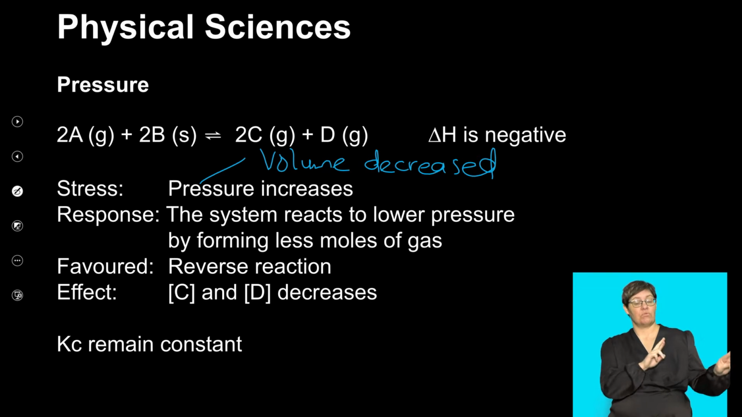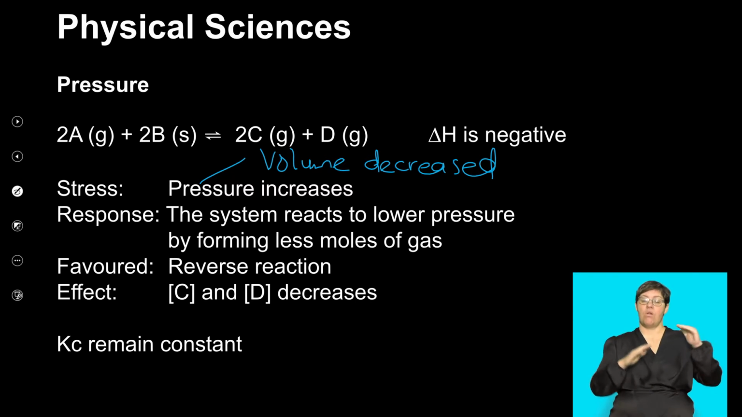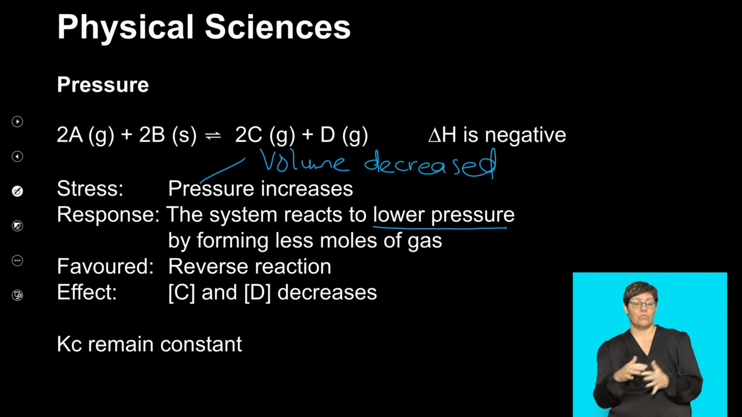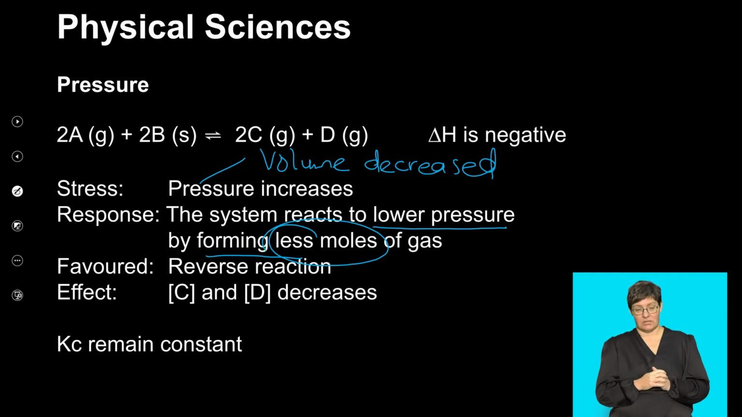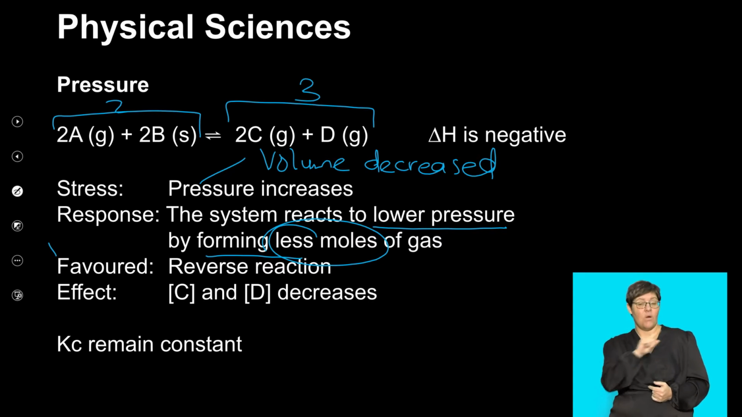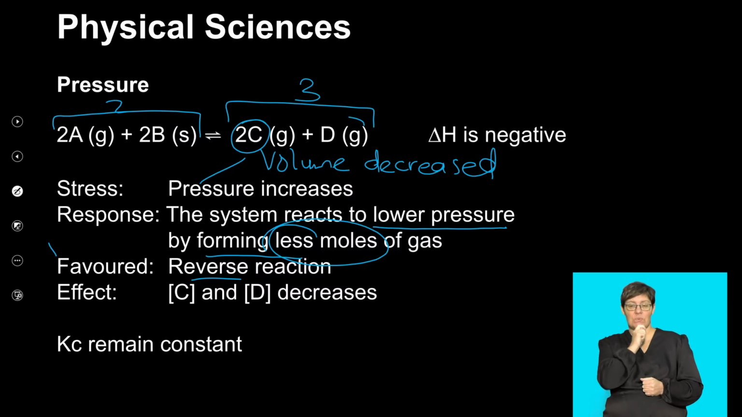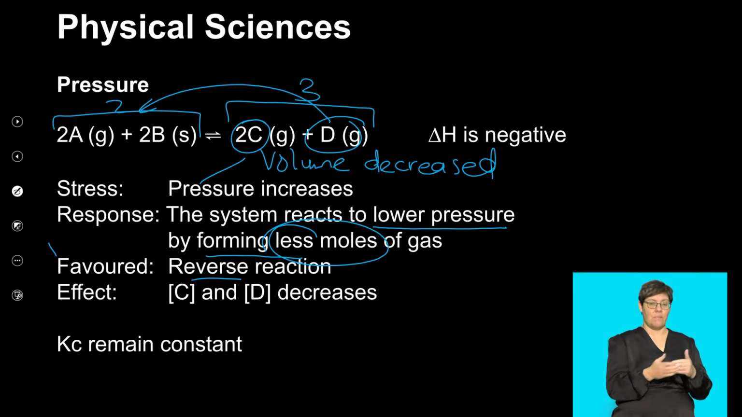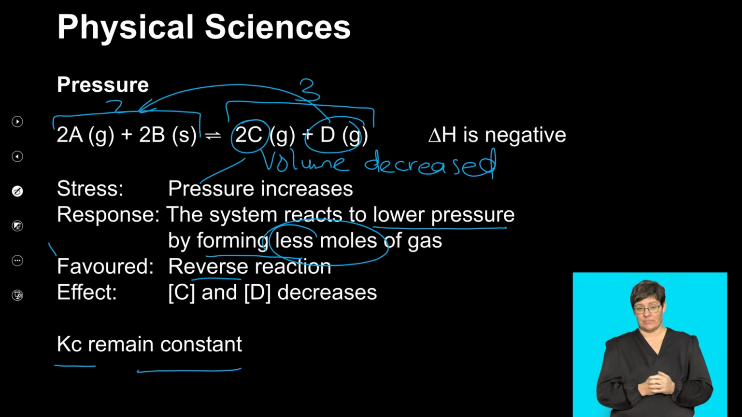So the system's response is to react to lower the pressure by forming less number of moles of gas. So for us to have that, our least number of moles is this side, because this side we have 3. So the reverse reaction will be favored. And if the reverse reaction is favored, it means we will use C and D to make more of A. So Kc will remain the same. Kc is only affected by temperature.